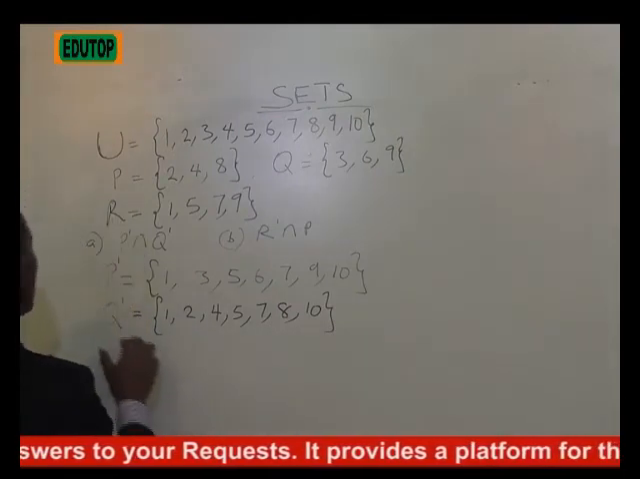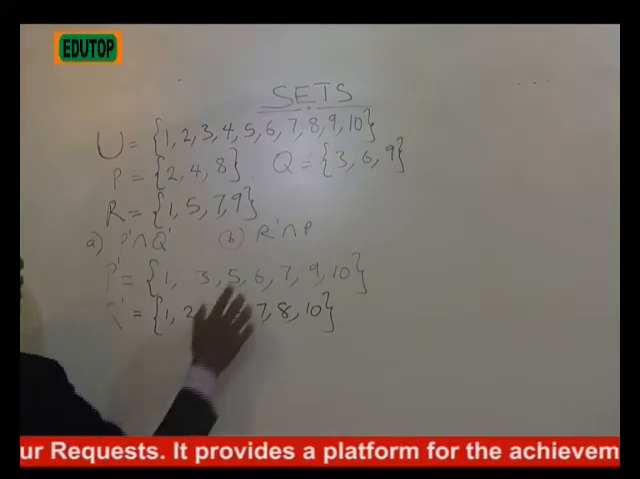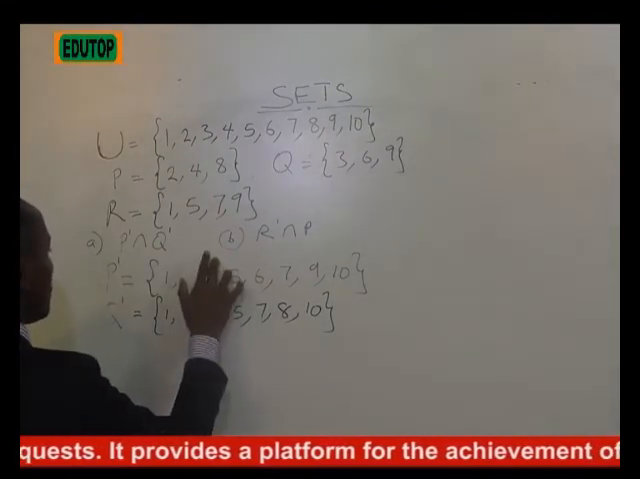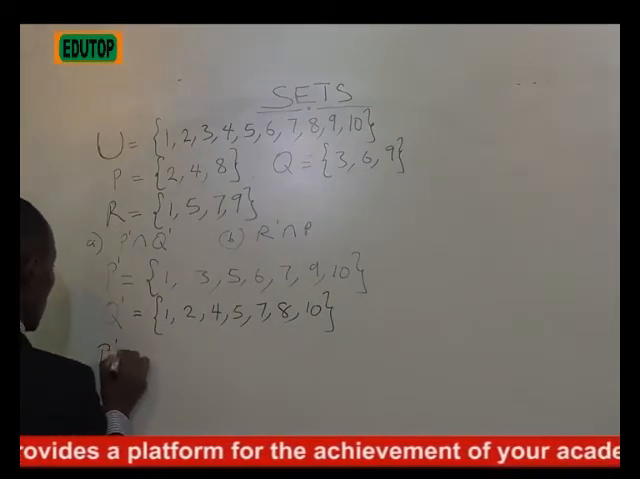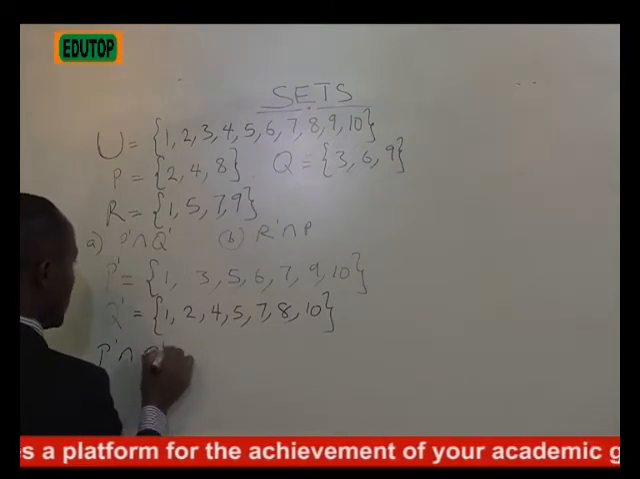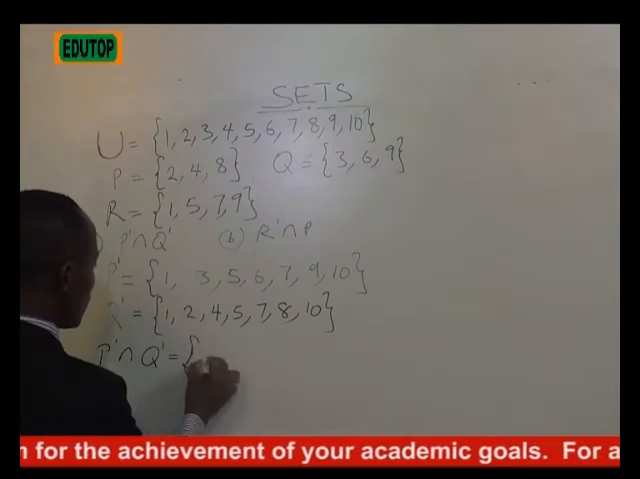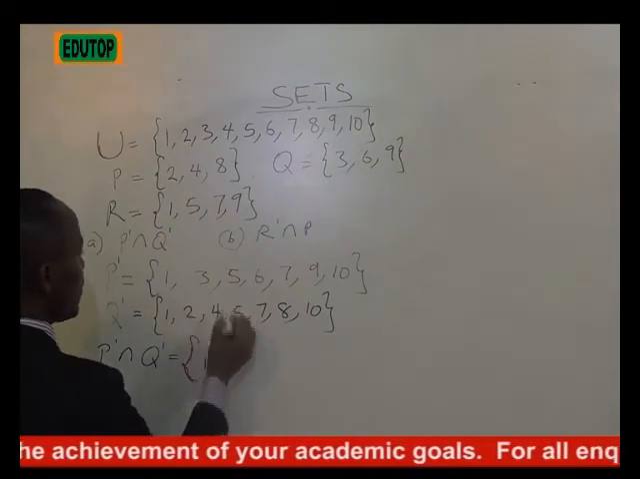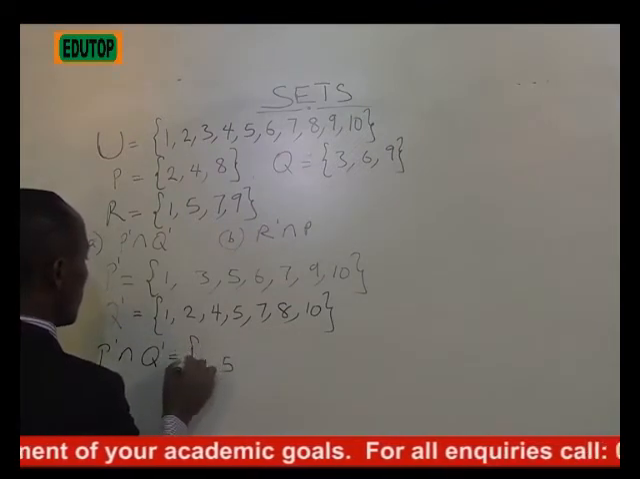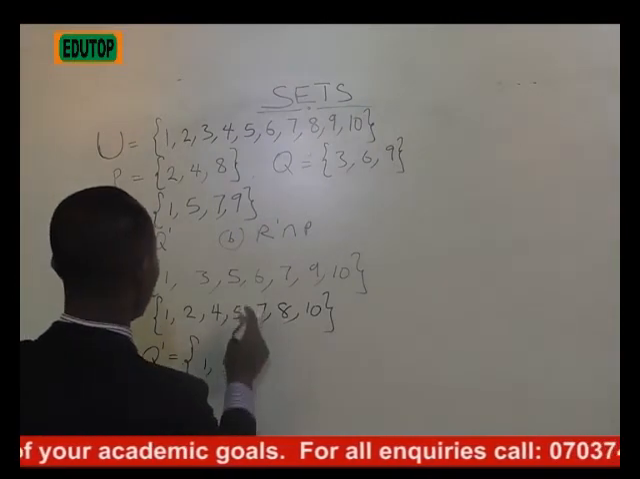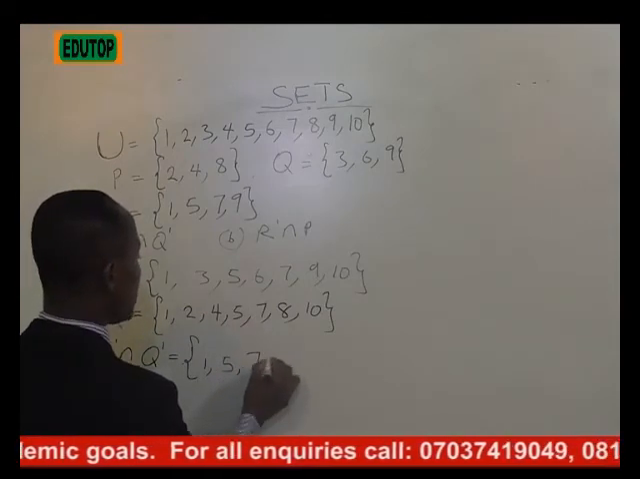Now we are interested in P complement intersection Q complement. That is, elements that belong to both P complement and Q complement. Which elements belong to both? We'll try and see that now. 1 belongs to both. After 1, 5 belongs to both. 7 and then 10.